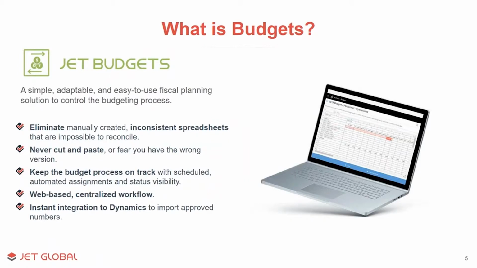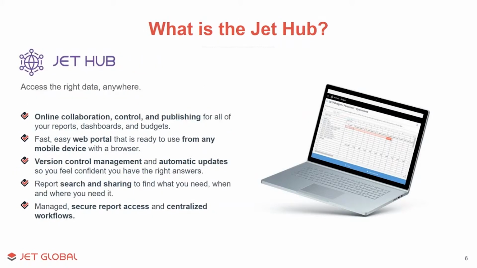Jet Budgets, it's exactly what it sounds like. It's a budgeting and collaboration tool. That again we will cover in another part of this series, but it can be an add-on to both Jet Reports and Jet Analytics. The Jet Hub is really the glue that holds all of these products together. It's a one-stop shop for reporting, dashboarding, collaboration, sharing, and being able to access information on any device that connects to the internet. And so we'll definitely cover some of that today.